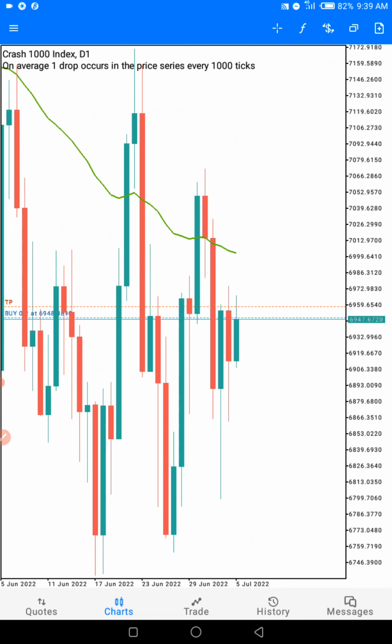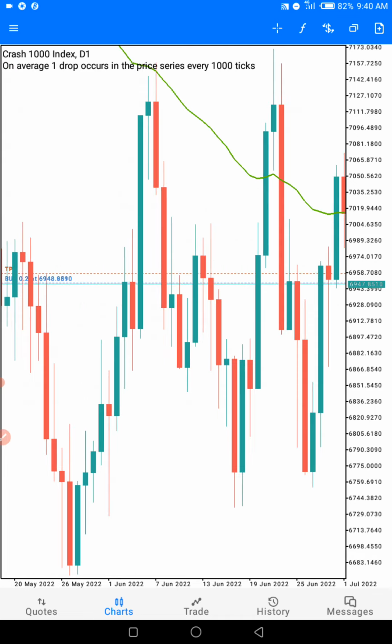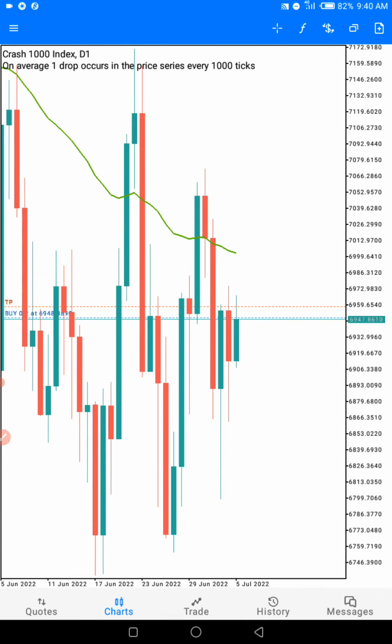Now, there's a trade going on. I placed a trade on Crash 1000, and the current trend is in this format. So the market is already moving upward like predicted, but I just want to show us one or two tips on how this market is going to go for today.